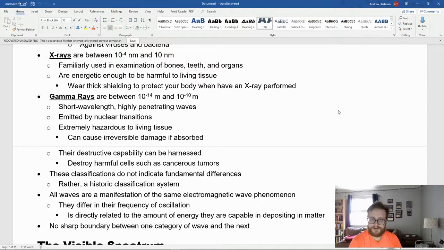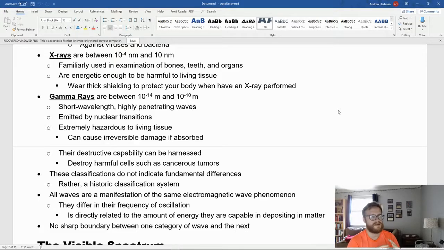At the same time, though, the destructive capability has been harnessed, for example, destroying cancerous tumors. So they do have their benefit, right? But they're very dangerous.